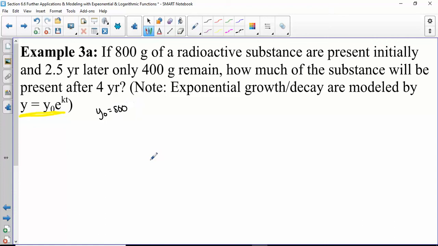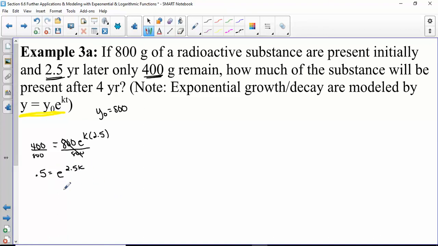I don't give you the constant, but what I do is give you one particular point that we can use to find our constant. After 2.5 years, so when my time is 2.5, we have 400 grams remaining. So at that particular point, my Y is 400. Now I need to solve this for K. So if I divide my 800, I get 0.5 equals e to the 2.5k.